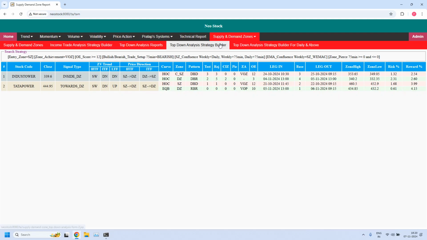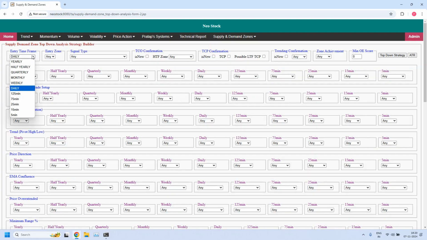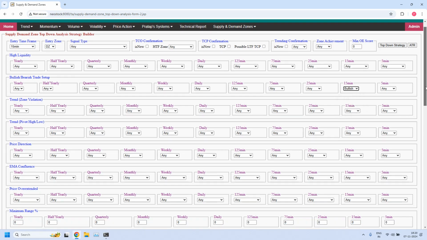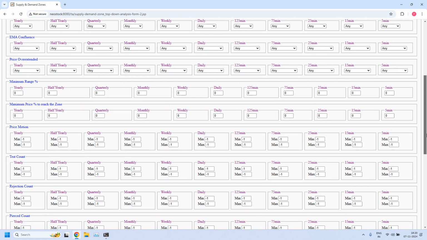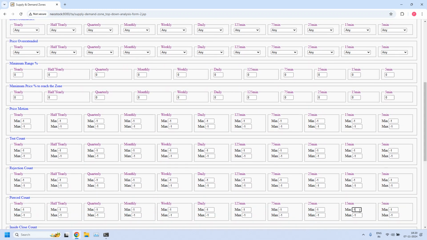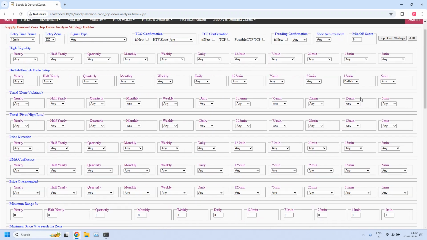Okay, next one is about bullish trade setup, daily income trade. Entry time frame is 15 minutes, entry zone is a demand zone, and in bullish or bearish trade setup at 15 minutes, bullish trade setup we are selecting, and this 15 minutes demand zone should not be pierced. So in the pierced count, 15 minutes time frame, minimum value I am setting 0, maximum value I am setting 0, that means zone is not pierced.